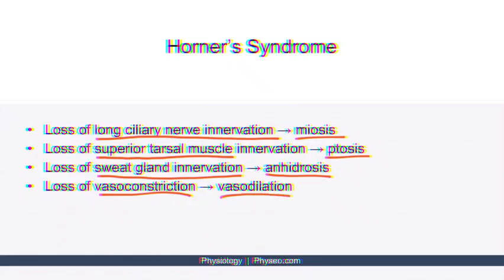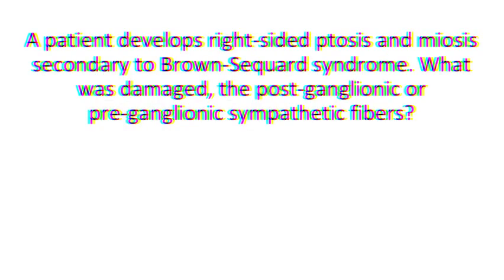So some people like to remember Horner syndrome by just saying miosis, ptosis, and anhidrosis. You can also think of vasodilation because of the flushing. So let's do a question. Let's say a patient develops right-sided ptosis and miosis. This is on the right side. And this is secondary to Brown-Séquard syndrome.